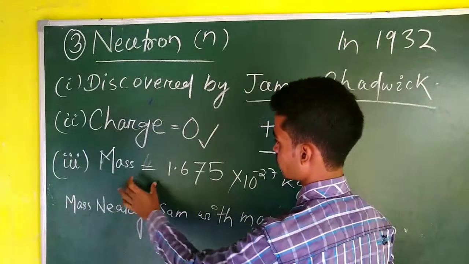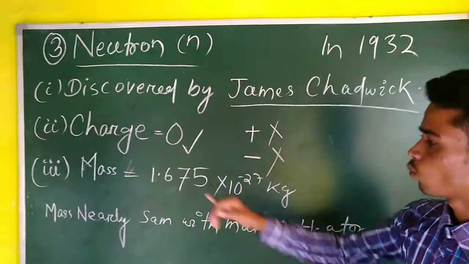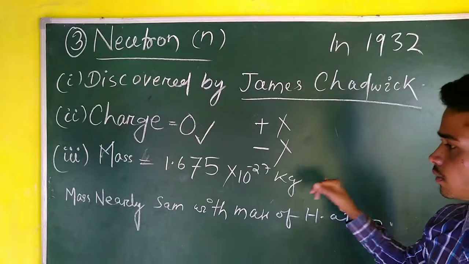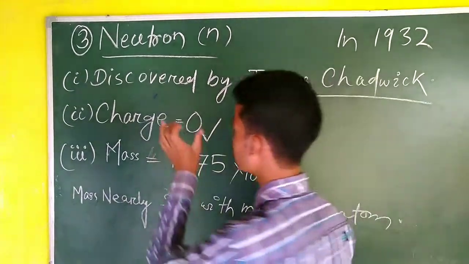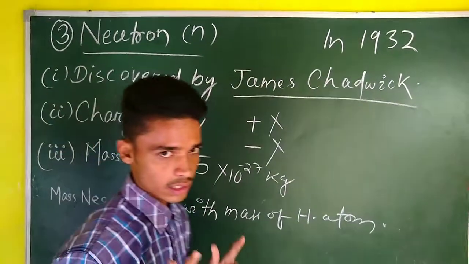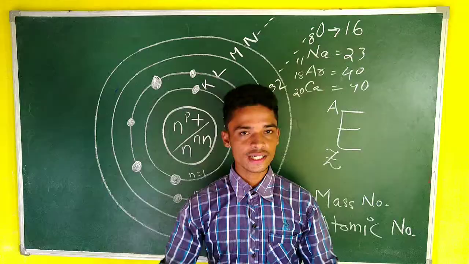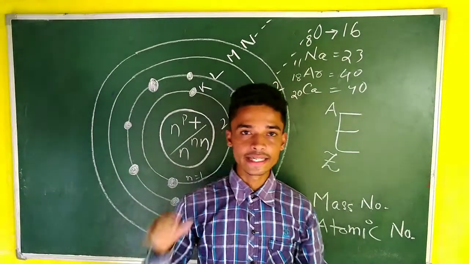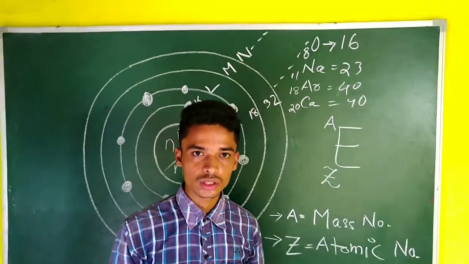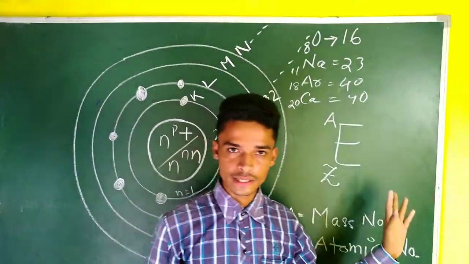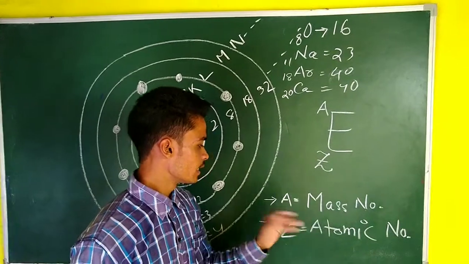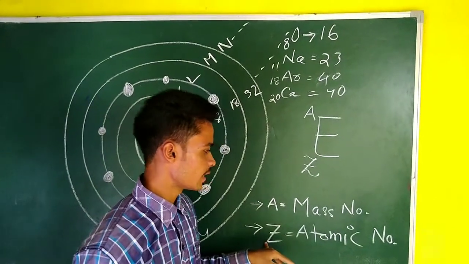Then what is the mass of neutron? Mass is 1.675 into 10 to the power minus 27 kg. Neutron mass and hydrogen mass are nearly equal, nearly the same, and that's all about neutron. Students, we have already discussed electron, proton and neutron. So if an element is given, then atomic number is given. Atomic number is represented by the symbol Z.